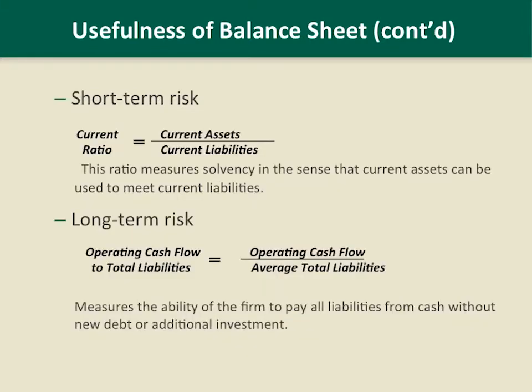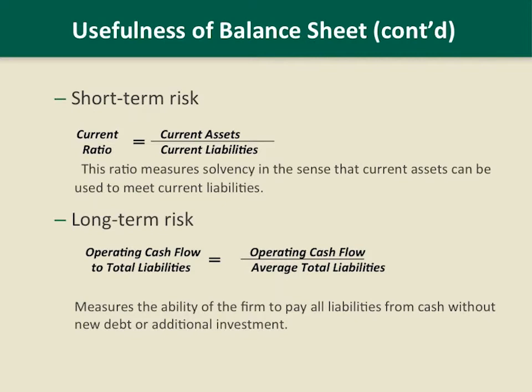For the short-term risk, we could calculate current ratio, which equals current assets divided by current liabilities. This ratio measures the solvency in the sense that current assets can be used to meet current liabilities, which means for every $1 of current liabilities, how much current assets they have to cover every $1 of current liabilities.